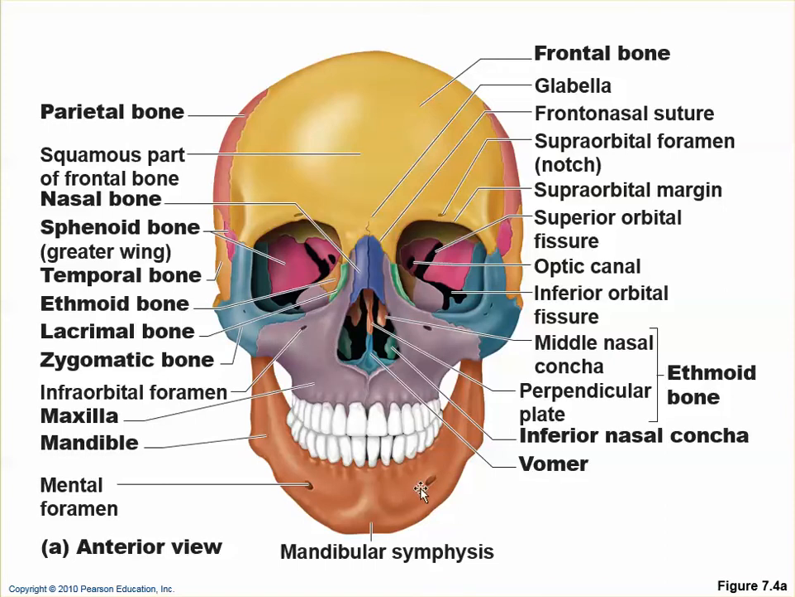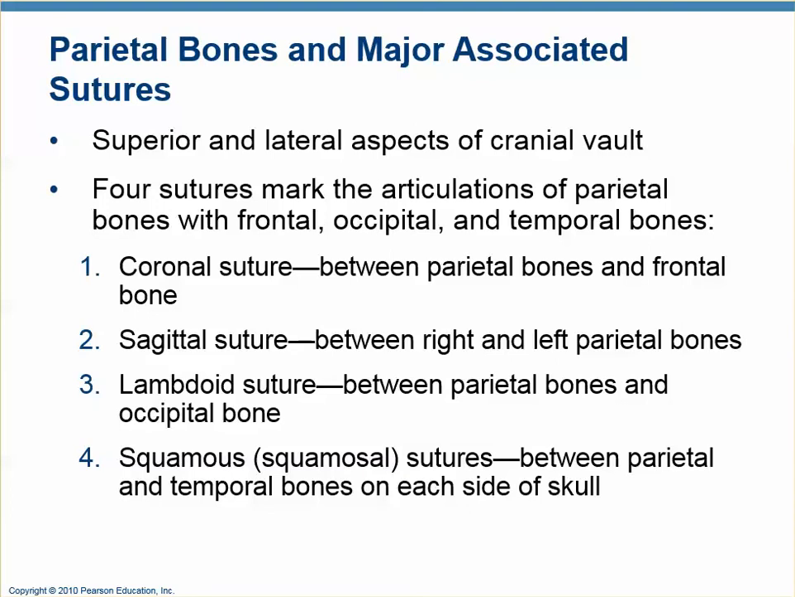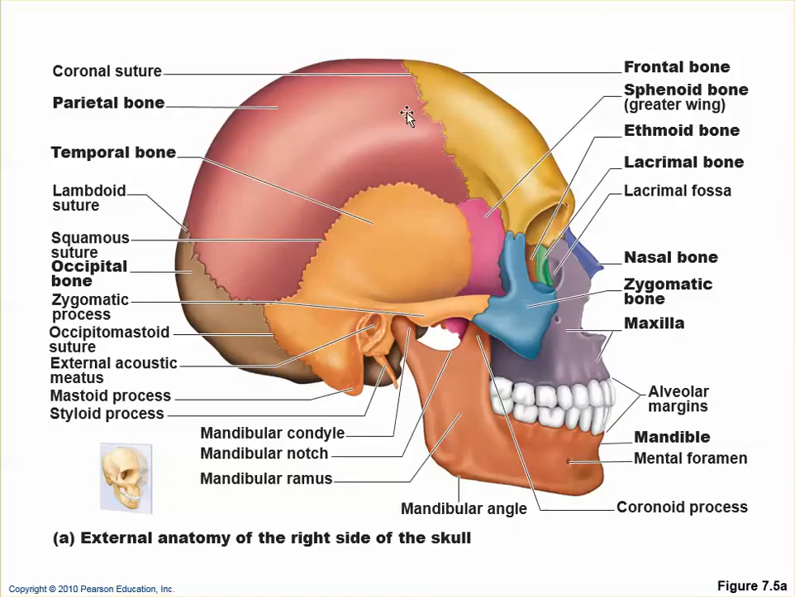Any of the little holes are called foramen. Foramen means hole, and they really are named for where they are. So this is the infraorbital foramen, which means the hole below the eye. This is the mental foramen, which means the hole in the chin. The parietal bones are involved with the four sutures that I just mentioned, the coronal, sagittal, lambdoid, and squamous sutures, and they basically make the roof of the skull. They're here.